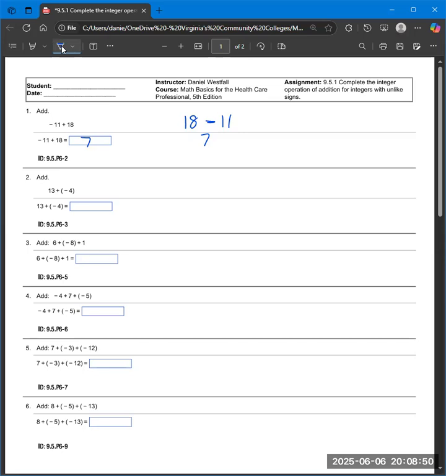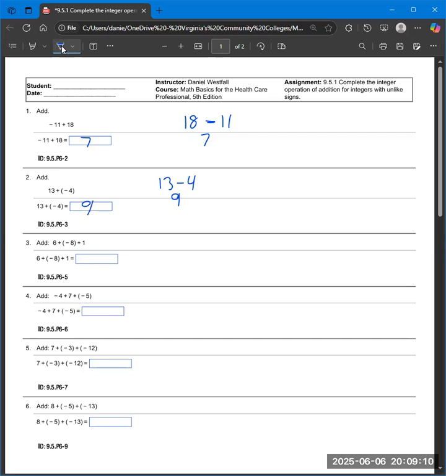Let's look at 13 and negative 4. So the positive team is pulling 13. The negative team is pulling 4. So 13 minus 4 is a difference of 9. And the positive team is pulling more than the negative team, so it's going to be a positive 9.